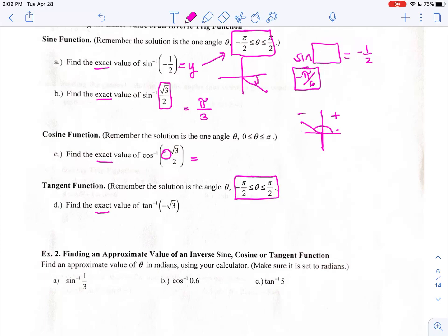And hopefully you said π/6. So the angle measure in the second quadrant would be 5π/6. Cosine of 5π/6 gets us -rad3/2. Now keep in mind, you can't say that my answer is 7π/6, which is in the third quadrant where cosine is also negative. Our answers, if we're talking about inverse cosine, must fall between first and second quadrant only.